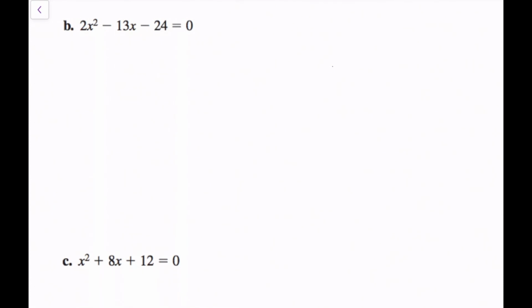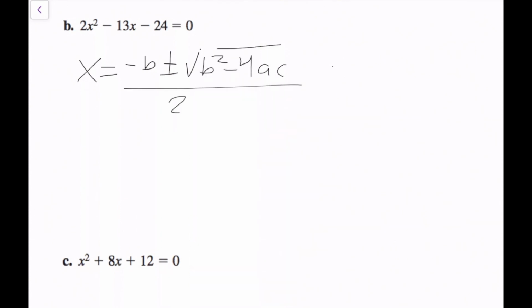Now for part B, I am looking at this and I see that I have multiple coefficients. I could try to factor it. I could try to simplify this down to complete the square. But I am just going to use the quadratic formula because to me that seems quick and I know it certainly will work. So I'm going to rewrite the quadratic formula. X equals negative b plus or minus square root of b squared minus 4ac all over 2a.